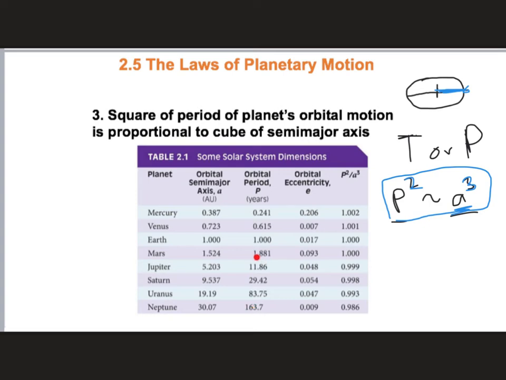So Mars takes about 1.9 Earth years to orbit the sun. Jupiter takes almost 12 years. Saturn takes 29 and a half, basically. Mercury takes about a quarter of a year. So these different planets take different amounts of time to orbit the sun, and that's called their orbital period. Now, this column is talking about something called the eccentricity.